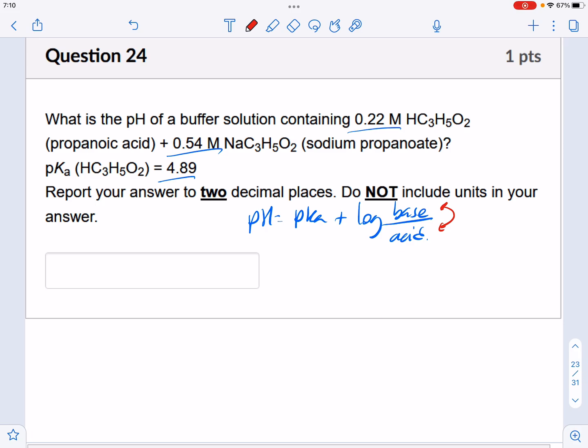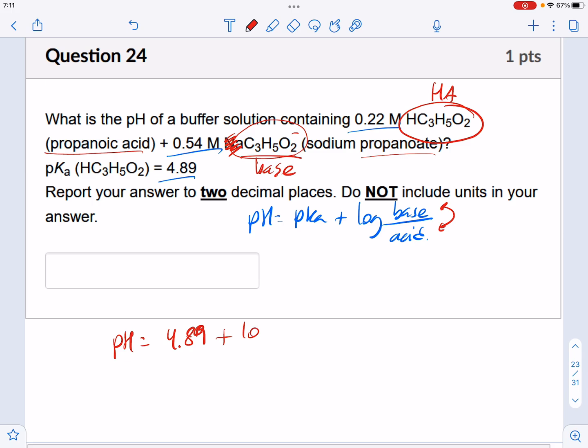All right, but here we have the pKa, correct? So pH equals pKa, 4.89. All right, here you have to identify that, I mean, we are telling you this is propanoic acid, right? So this is HA. And then you have the propanoate here. The only thing that you need to care about is that sodium doesn't count. And this actually looks like the acid without the proton. So this is your base. All right? So the concentration of the base is equal to 0.54. And the concentration of your acid is 0.22.